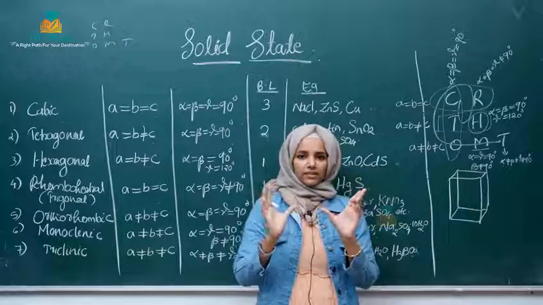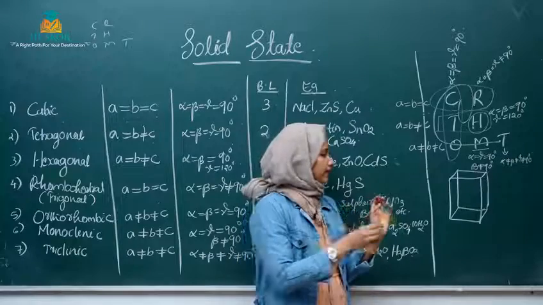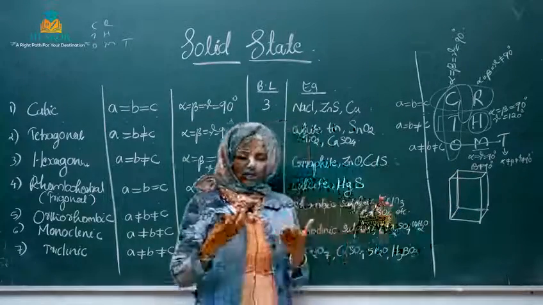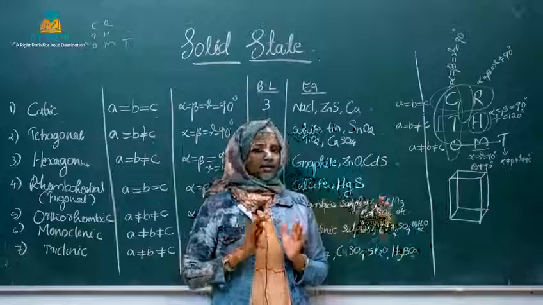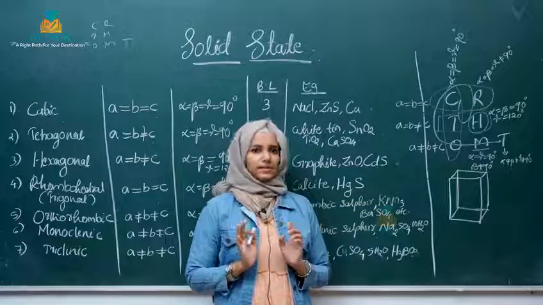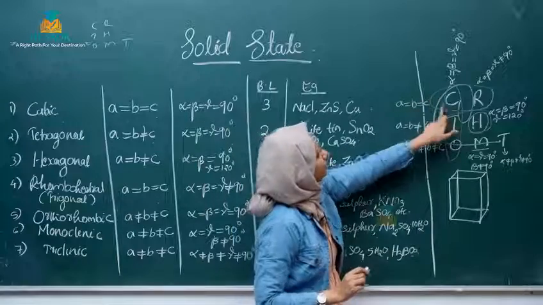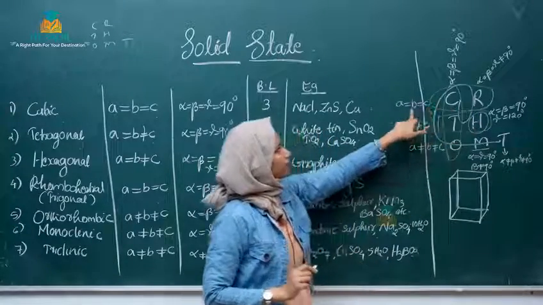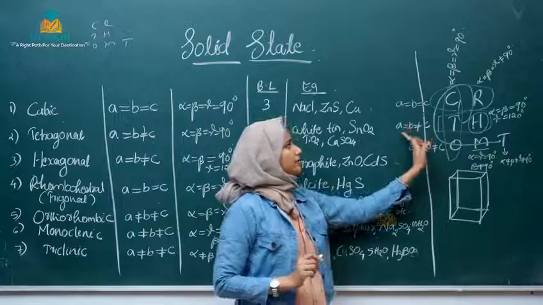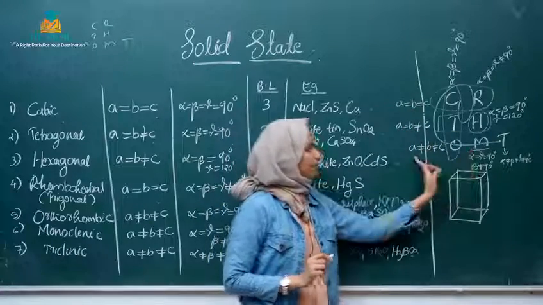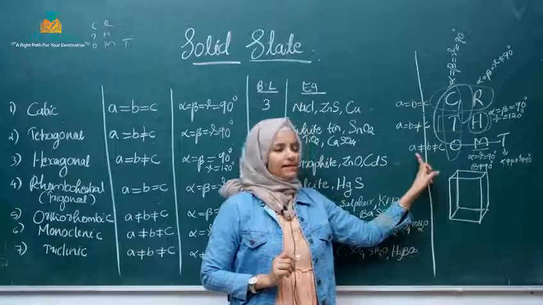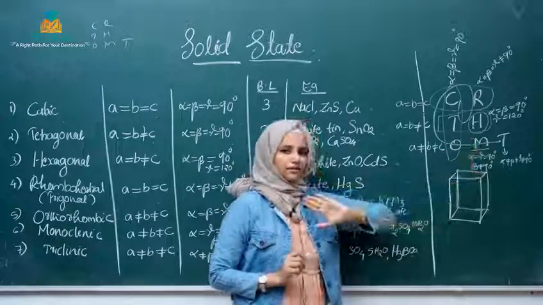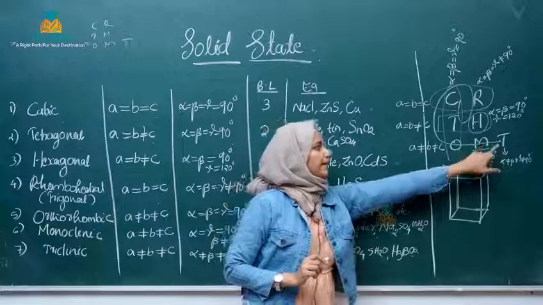Here, you know the sides. When you look at the matchbox, the lengths: this one, this one and this one. The 3 sides are not equal in a matchbox. A not equal to B not equal to C. So which category will it come in? Not the first row, because there all three are equal. In the second row, 2 are equal. So in the third row there is a possibility, A not equal to B not equal to C. In the third row we have 3 crystal systems: orthorhombic, monoclinic and triclinic.